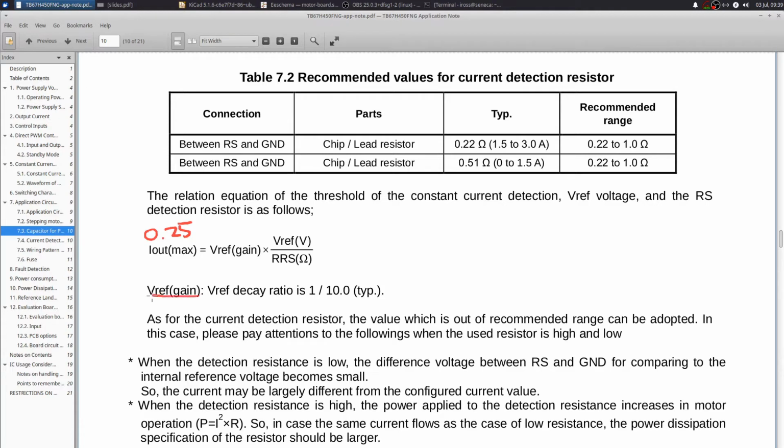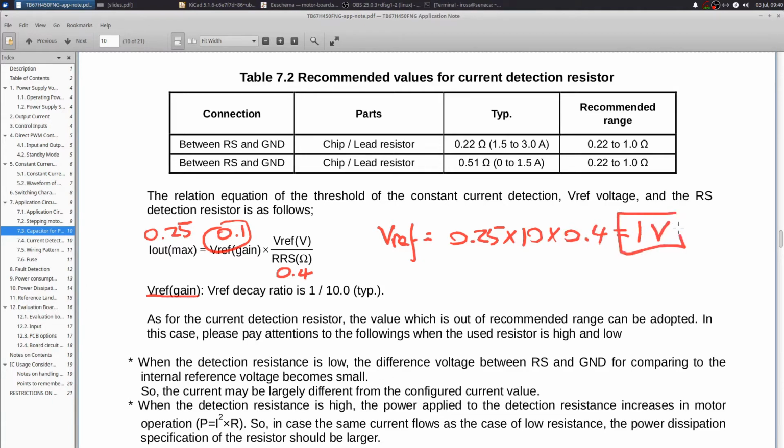Vref gain is given here. It's 0.1. We know the sense resistor value. We just calculated it. It's 0.4 ohms. And so we can calculate what the reference voltage that we need is. It's 0.25 times 10 from this, times 0.4, which gives you 1 volt. So that's the reference voltage that we want to put in on the Vref pin of the motor driver.